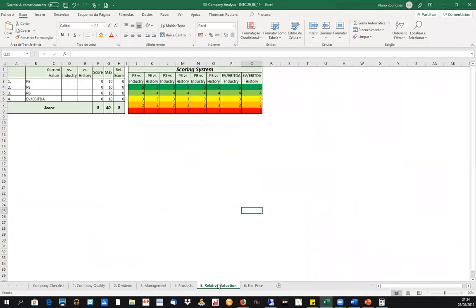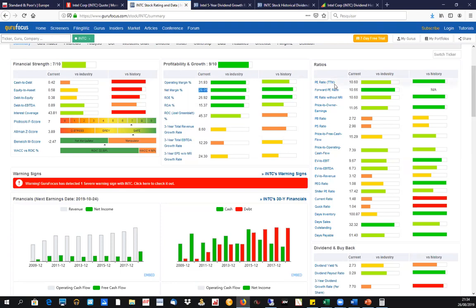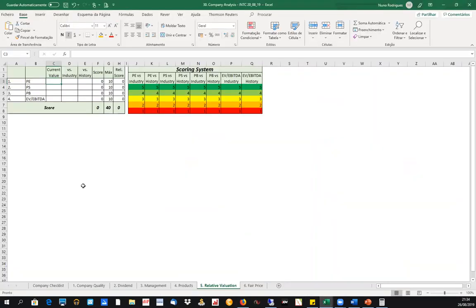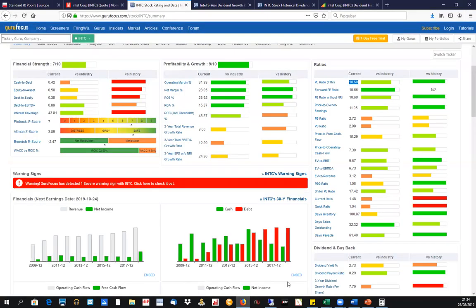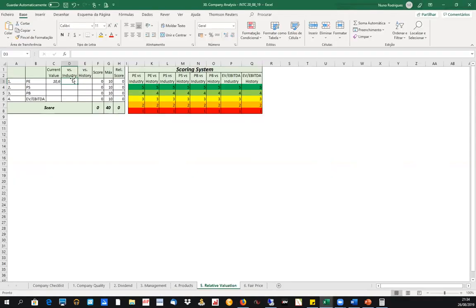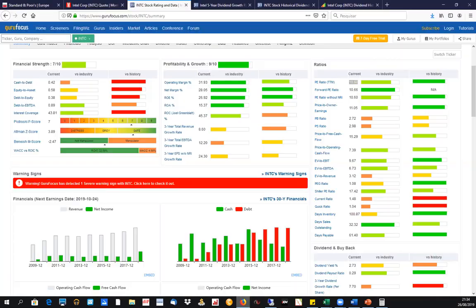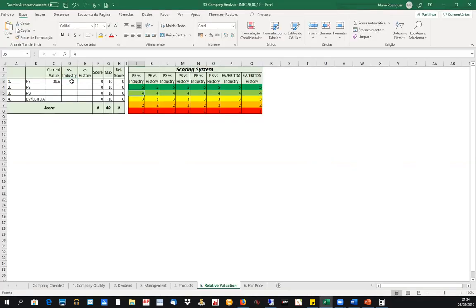Now let's take a look at relative valuation. What's the current price to earnings? The current price to earnings ratio for Intel is 10.6. Versus its history, it's dark green, and versus the industry, it's light green. So light green, you score a 4, and dark green, we will score a 5.